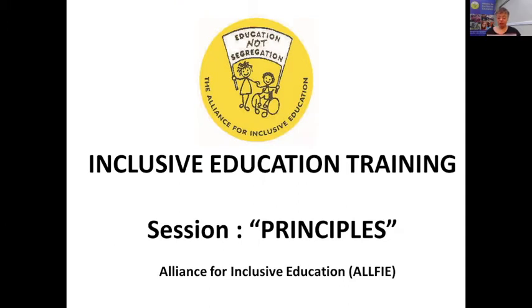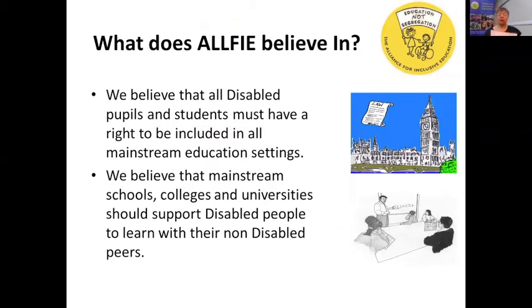Our first training session will focus on the principles of inclusive education. What does ALLFIE believe in? We believe that all disabled pupils and students must have a right to be included in all mainstream education settings. We believe that mainstream schools, colleges and universities should support disabled people to learn with their non-disabled peers.